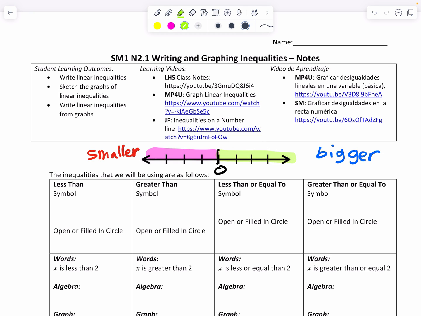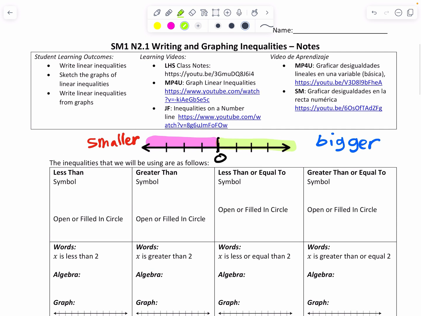All right, so the inequalities that we'll be using are as follows: less than, greater than, less than or equal to, greater than or equal to, okay? Those are the symbols that you need to become familiar with. I like to remember that less than kind of looks like a slanted L. If it has a line underneath it, it means or equal to, meaning it could also include that value.